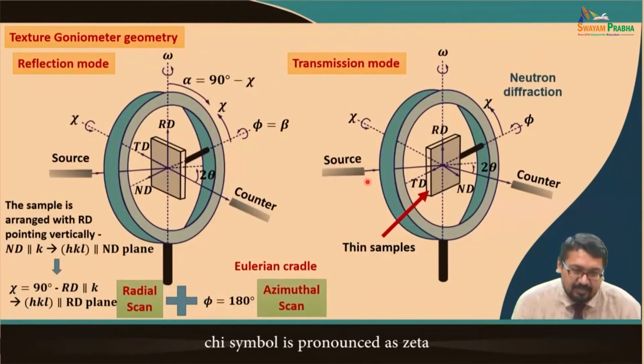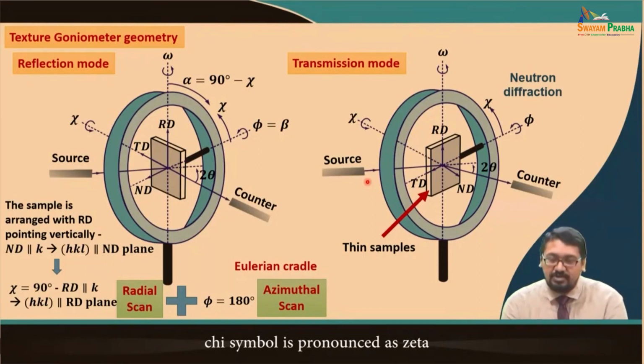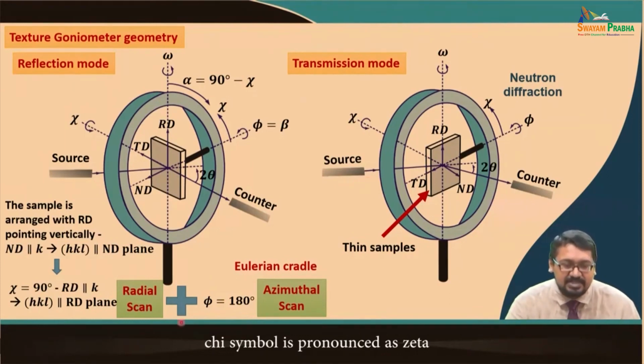So, while we are talking about the texture goniometer geometry, we have shown this in terms of the reflection geometry, right. In case of neutron diffraction or synchrotron diffraction, transmission mode can also be utilized, and you can see that there is a subtle difference between the samples which are kept in the Eulerian cradle in case of reflection geometry and in case of transmission geometry.